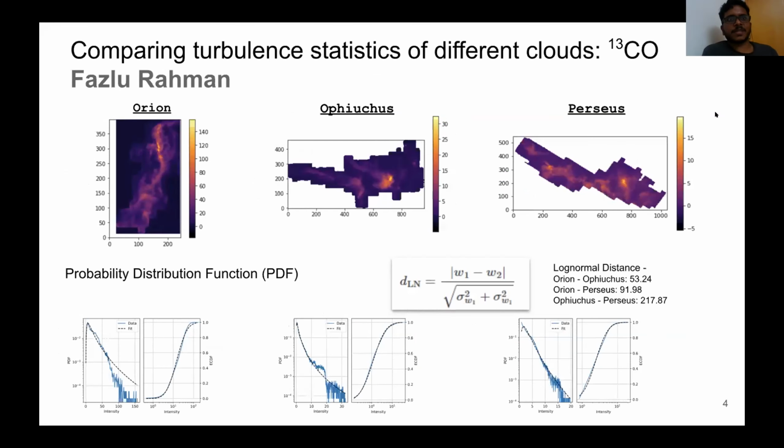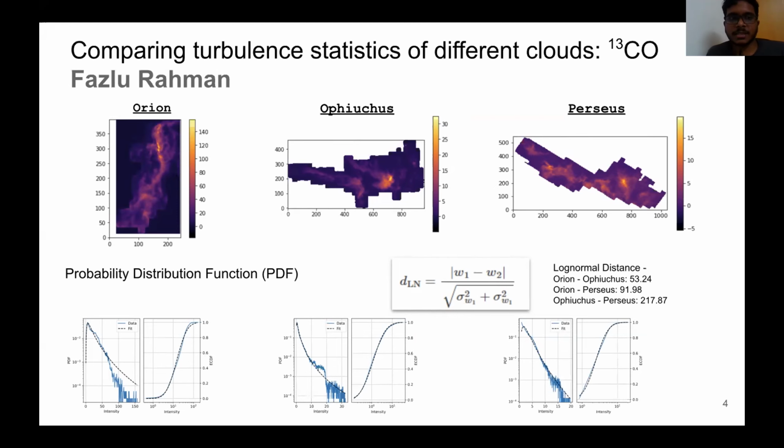Hello everyone. I hope I'm audible. I'm Fazlur Rahman. As a continuation of what Lee was speaking, since the project is exploratory, what Lee was trying is with 12CO, but what I tried is with 13CO. We studied different molecular clouds, Orion, Ophiuchus, and Perseus, and my focus was to study how spatially the properties are varying, for example, the spatial statistics correlations.